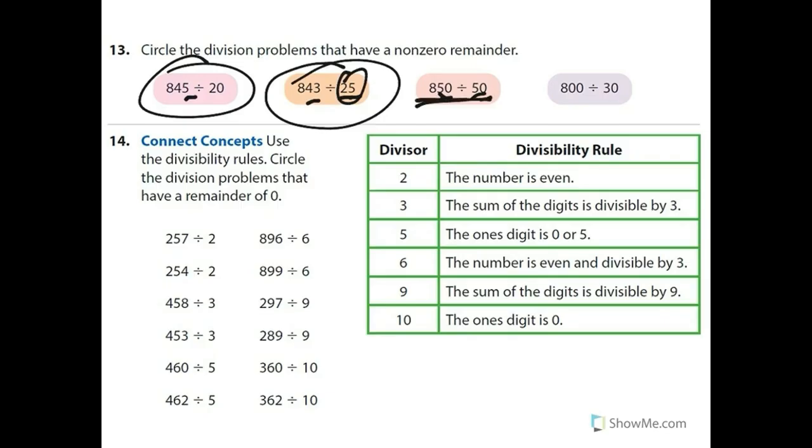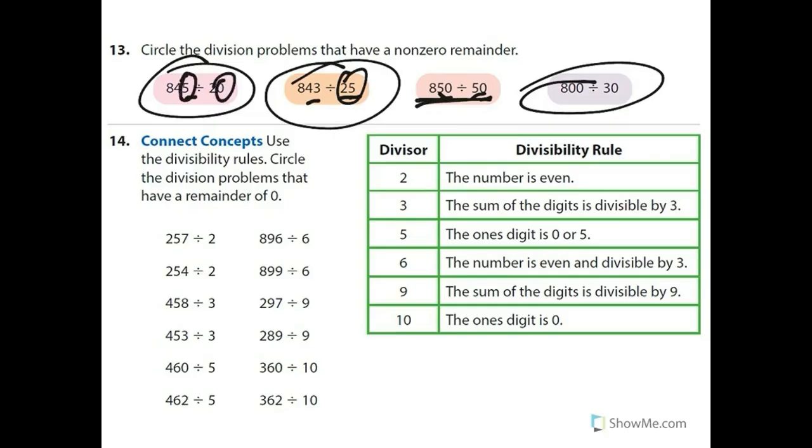Okay? And if we look at 30, we can think about the powers of 10. 10 times 30 is 300. 20 times 30 is 600. 30 times 30 is 900. Well, we know that that's going to have a remainder then. All right? So we just have to think about the ending numbers and what these numbers are.